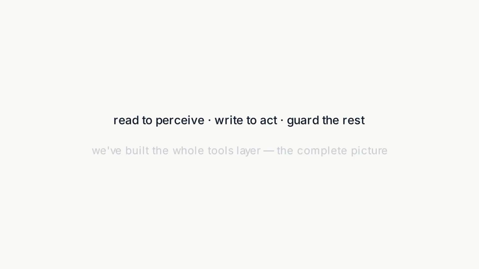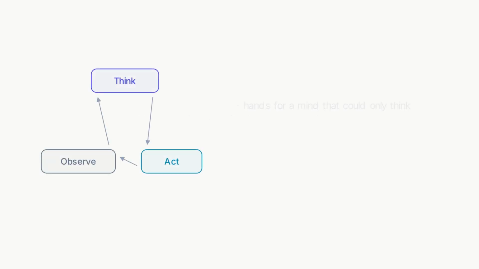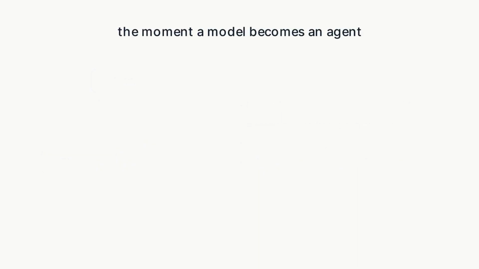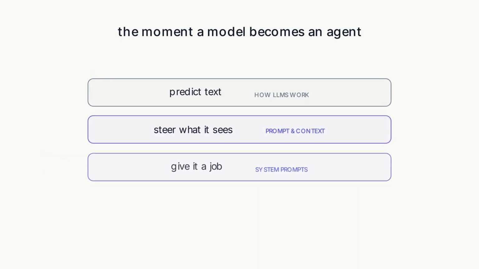Read tools to perceive, write tools to act, and careful controls on anything that touches the real world. We've built the whole tools layer. Let's step back and see the complete picture. Here is what tools really are: hands for a mind that could only think, a menu of functions the model can ask for, a clean split where the model requests and a trusted system acts, and a loop, think, act, observe, that turns over and over until the job is done. And this is the exact moment a language model becomes an agent.